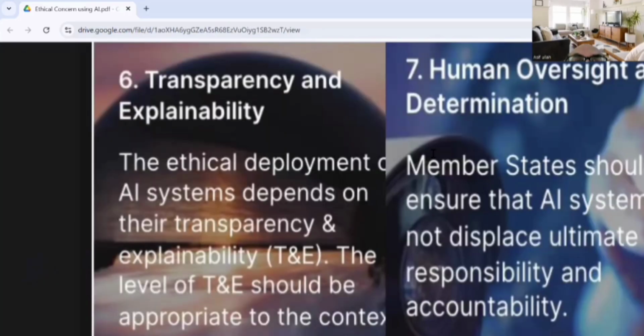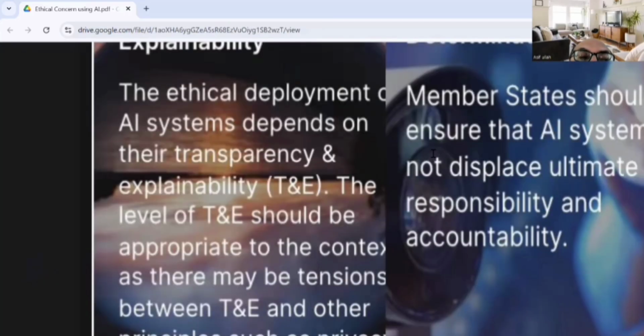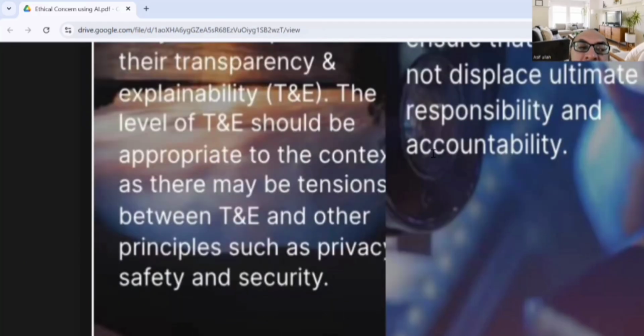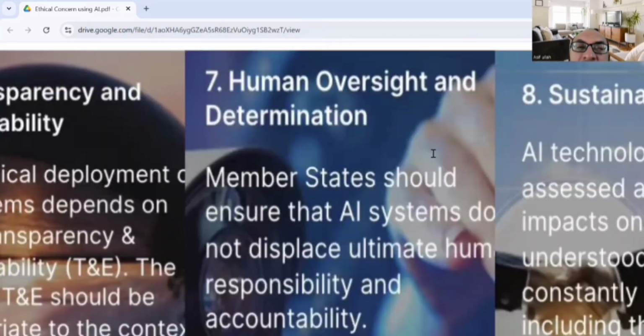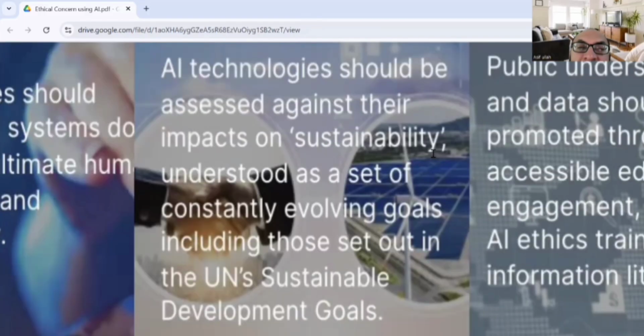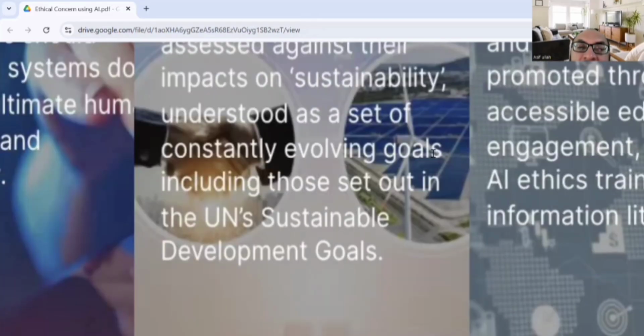Transparency and explainability: the ethical deployment of AI systems depends upon their transparency and explainability, T&E. The level of T&E should be appropriate to the context, as there may be tensions between T&E and other principles such as privacy, safety, and security. Human oversight and determination: member states should ensure that AI systems do not displace ultimate human responsibility and accountability. Sustainability: AI technologies should be assessed against their impact on sustainability, understood as a set of constantly evolving goals, including those set out in the UN Sustainable Development Goals.